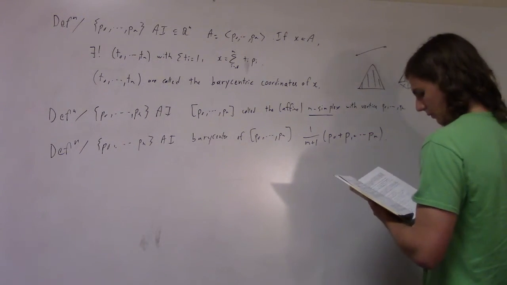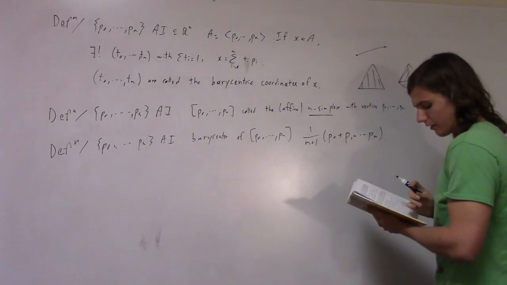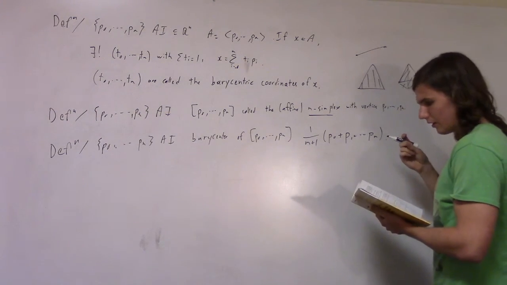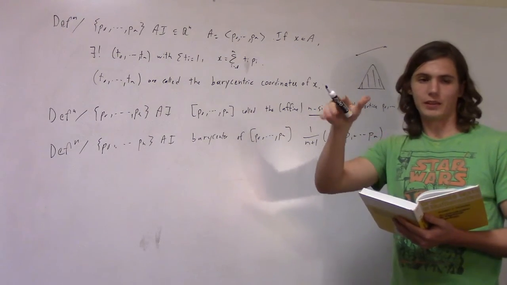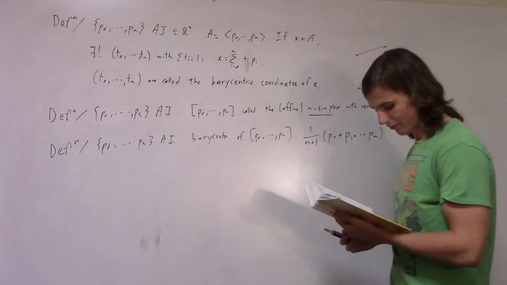Okay, so for example, like I said before, it actually represents the center of gravity of these simplexes. So for example, if you had a piece of paper in the shape of a triangle and you set it on a needle, on the barycenter, in theory it would stay balanced.